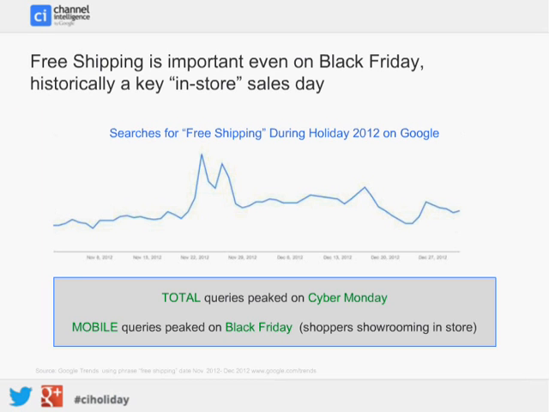year. So again, even for Black Friday, which is usually when people go to the stores, consumers were searching for free shipping. Total queries for this actually peaked on Cyber Monday, and mobile queries even peaked on Black Friday when shoppers may have been showrooming. So very interesting data, I think. Okay, we are going to wrap up and then move into our Q&A session.